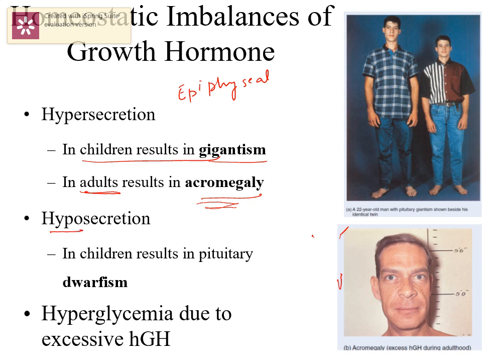Now, hyposecretion is low secretion of growth hormone. Hyposecretion of growth hormone slows the growth of long bones in children, which causes pituitary dwarfism, okay, in which the person remains a dwarf.